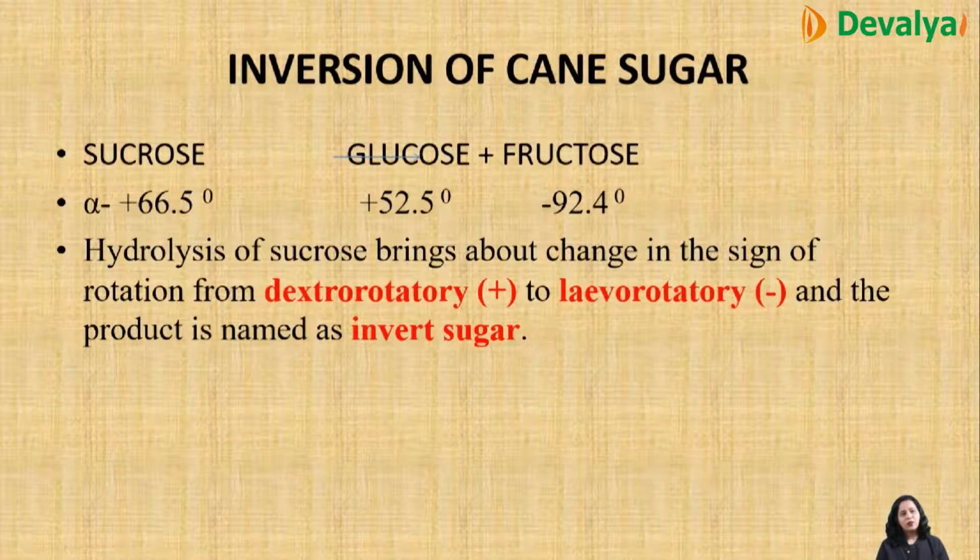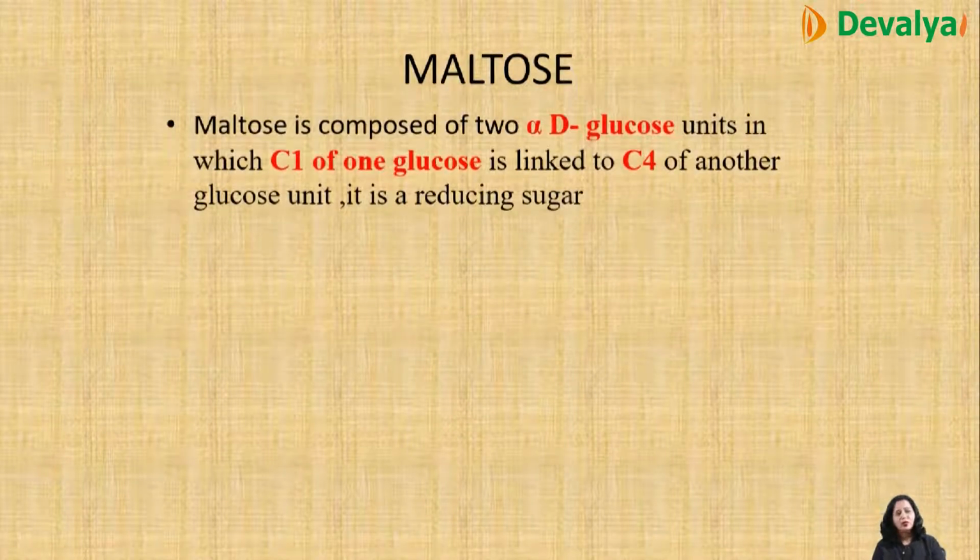Now, what is the inversion of the cane sugar? Inversion of the cane sugar is when the sucrose gives glucose and fructose. Initially, the angle of rotation is plus 66.5 degrees, that is dextrorotatory. But when you do the hydrolysis, the angles change into plus 52.5 and minus 92.4. Because the levo angle of rotation is more than the dextrorotatory, the whole solution will change from dextro to levorotatory. This product is known as invert sugar, or the process is known as inversion of the cane sugar.